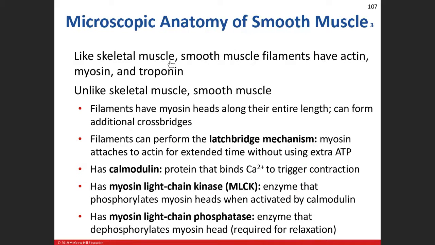So this type of contraction is what we refer to as the latch bridge mechanism. This latch bridge mechanism is a nice feature to have because it allows us to have contractions for an extended period of time without having to utilize more ATP.